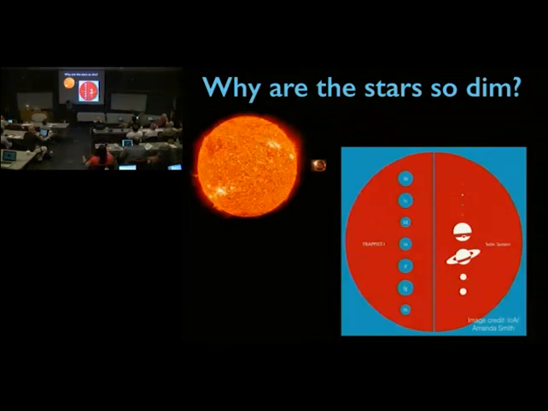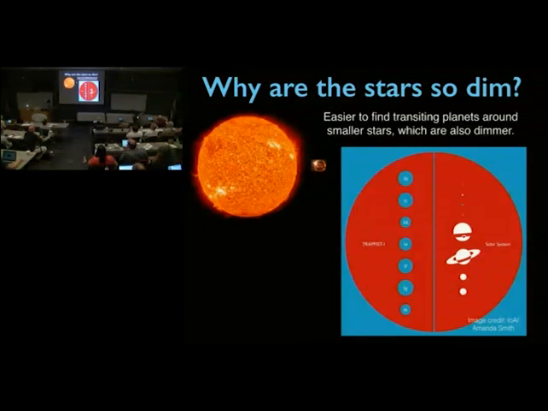So if you think not just about the pure size of the planets, but the amount of area that the planets are blocking from the star, in other words, the depth of the transit, you can see here that the transit signatures for the TRAPPIST planets are whopping signatures, especially compared to the transit signatures of the terrestrial planets in our solar system. In particular, the depths are pretty much equal to the ones of the gas giants in our own solar system. And so this is an observational bias, right? It's a lot easier to find transiting planets around smaller stars, and those also happen to be dimmer.